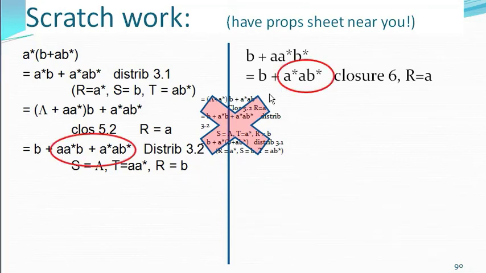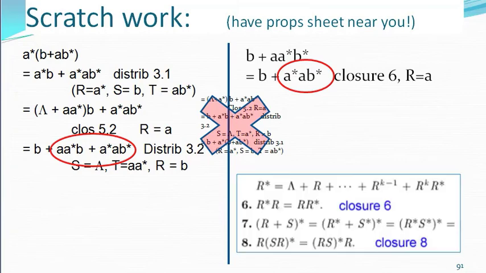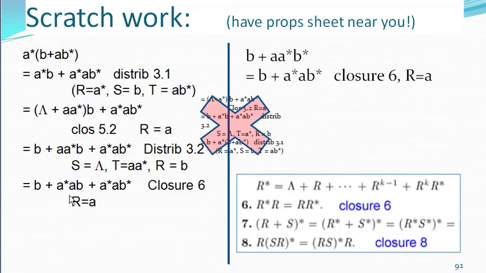And this looks interesting to me, right? I have B plus some stuff, B plus some stuff. Over here I've got A A star, and here I have A star A, and I know there's a closure that lets me mess with that. So, here we go, closure 6 over here, right? R star R equals R star. So we could try that. So now I have A star A B plus A star A B star.